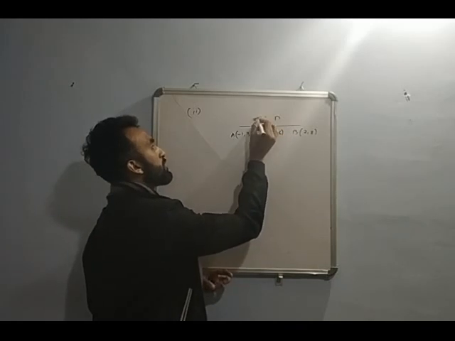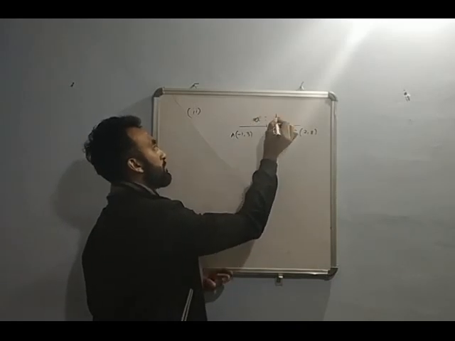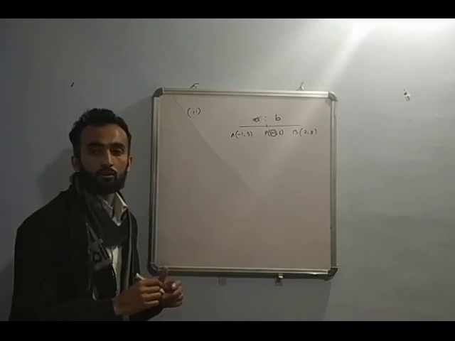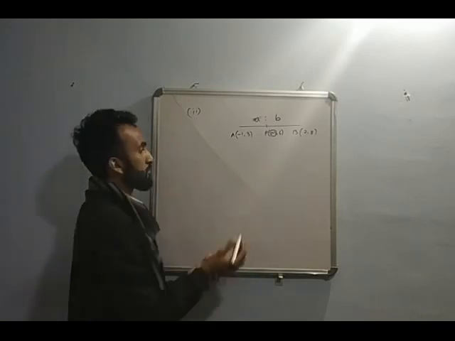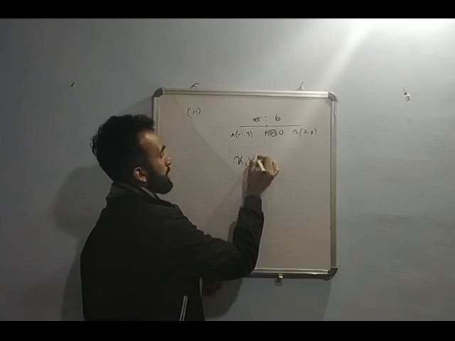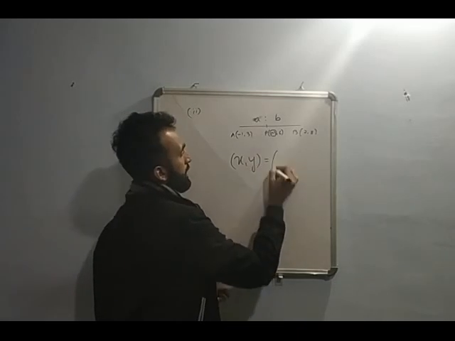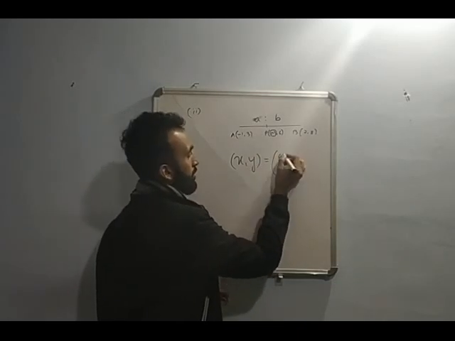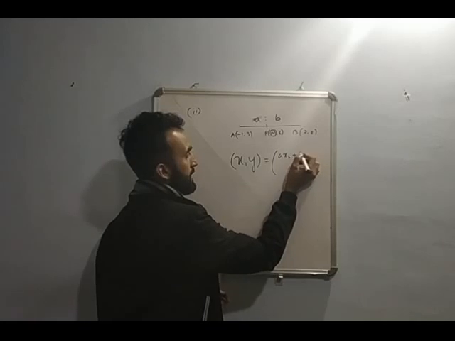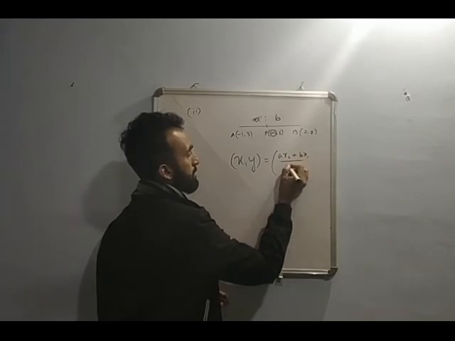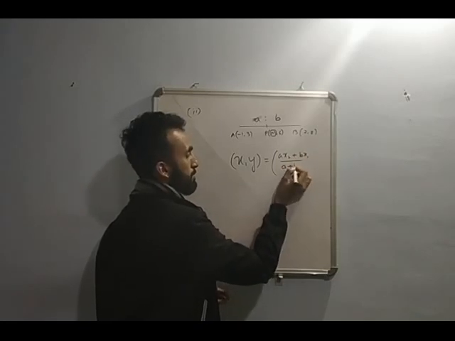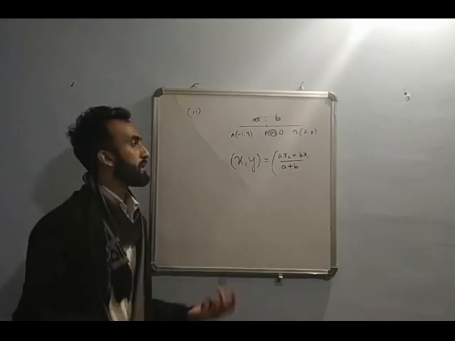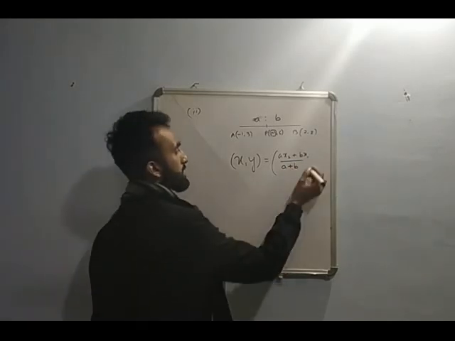You use a is to b also. No problem. Let the ratio be a is to b. Fine. a is to b. What will the section formula be? a x2 plus b x1 divided by a plus b. a plus b means m plus n. Doesn't matter. a, b, c, d, whatever you want to write, you just write.